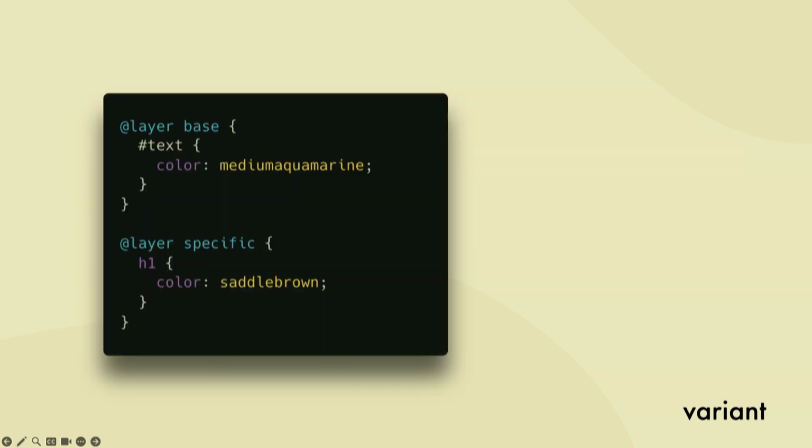And so what a cascade layer will let you do is categorize your styling in multiple layers of different importance. And so the later you define a layer, the more important it's going to be. And so everything inside the specific layer, in this case, is going to be more important than everything inside the base layer. So even though the ID selector would usually be stronger here, our text is saddle brown.